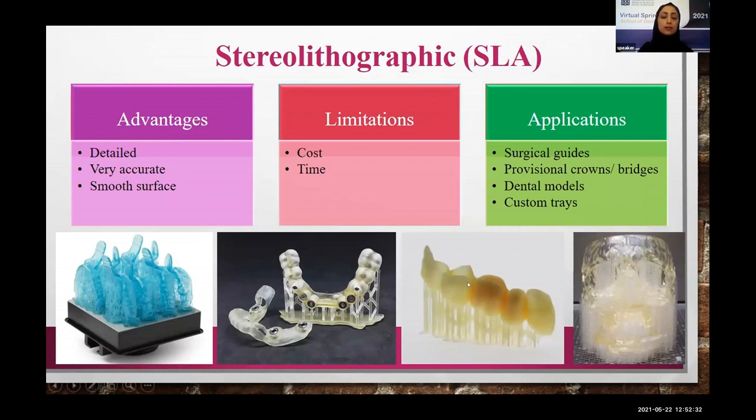Now, the SLA method has its own advantages. The final products are detailed, very accurate, and they have a smooth surface. The limitations of this technique are its cost and time in comparison to other vat polymerization processes. So SLA is ideal for printing small detailed objects. In dentistry, it is used for printing surgical guides, provisional crowns and bridges, dental models, and custom trays.